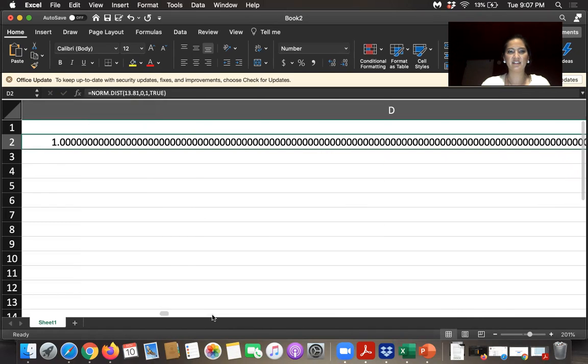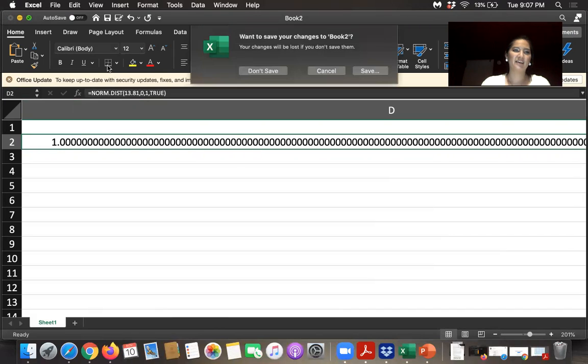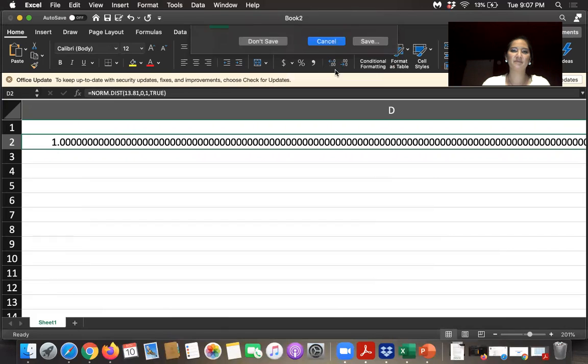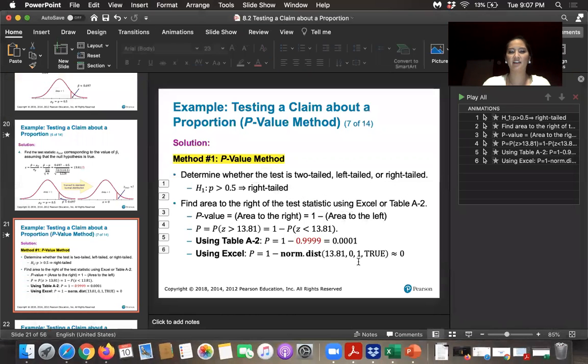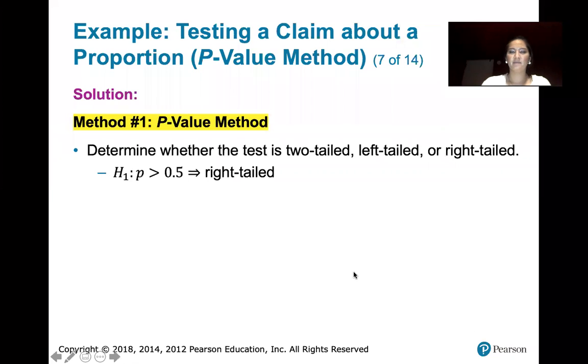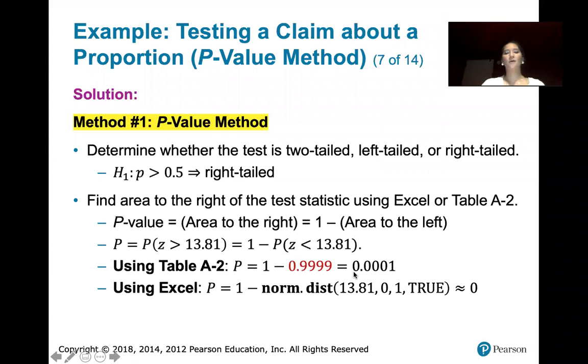Yeah, all we get is 1 from Excel. So given that, let's go back here. That's the area to the left of 13.81. So the area to the right is approximately 0 according to Excel. Obviously it's not 0, but it's so close to 0 that it might as well be 0. Okay. So using table A2, we get this tiny, tiny probability. Using Excel, we get the closer probability, which is just 0, but just a tiny bit more than 0.